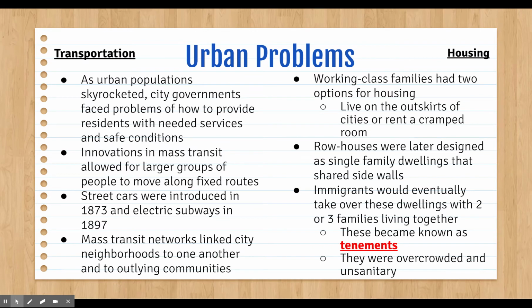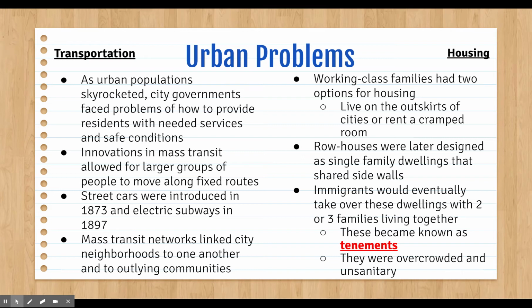So urban problems. So lots of problems in the cities. First we'll talk about transportation. As urban population skyrocketed, city governments faced problems of how to provide residents with needed services and safe conditions. Innovations in mass transit allowed for larger groups of people to move along fixed routes. Some examples of mass transit at this time were streetcars.